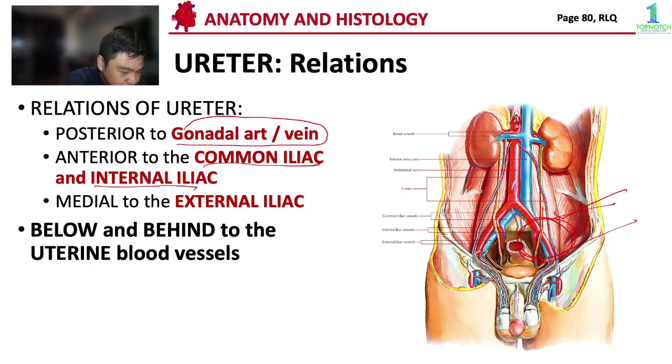And the ureter is below and behind the uterine blood vessels. The uterus can be found here in females.